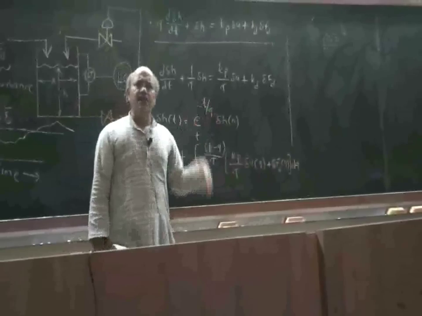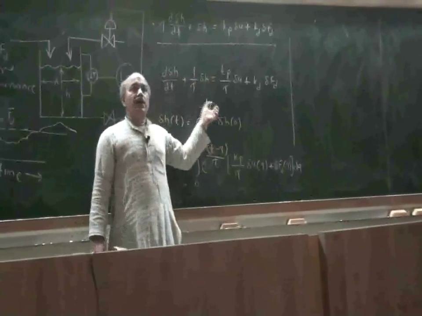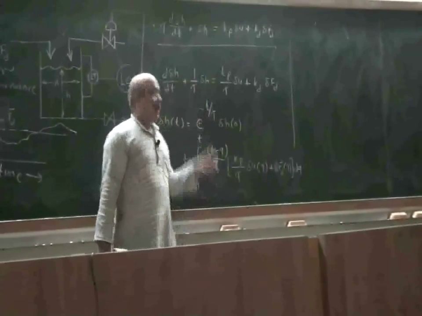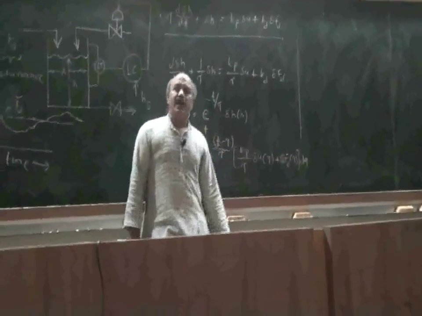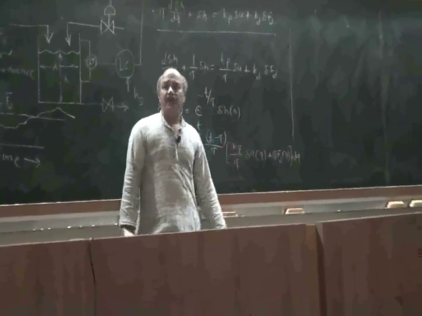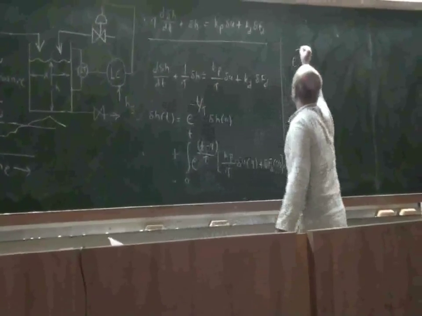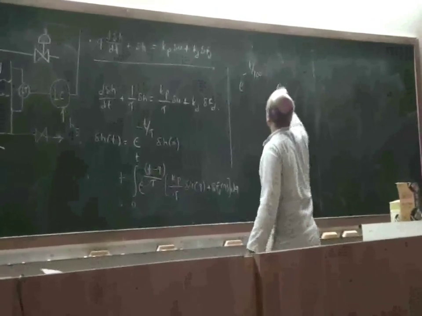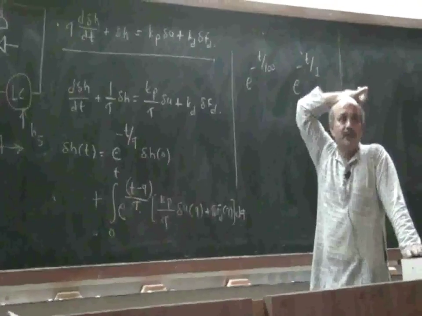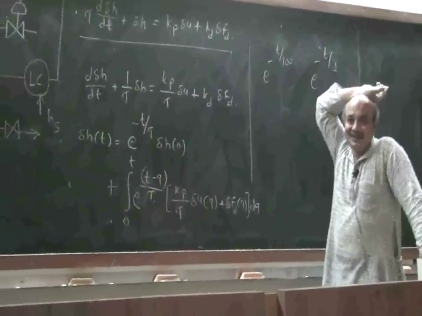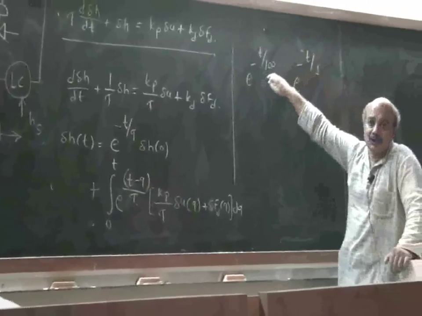Okay? Can you say something about e to the power minus t by tau, if tau is small or tau is large, as t is time? If tau is 1 and tau is 100, which will decay faster? If I am comparing e to the power minus t by 100 and e to the power minus t by 1, which will go to 0 faster? This one will go to 0 faster. This will go to 0 slower.